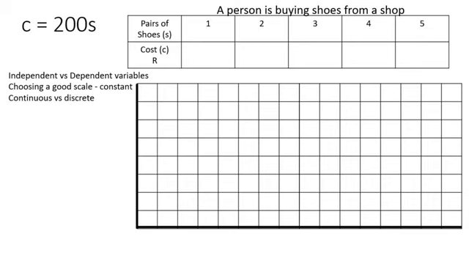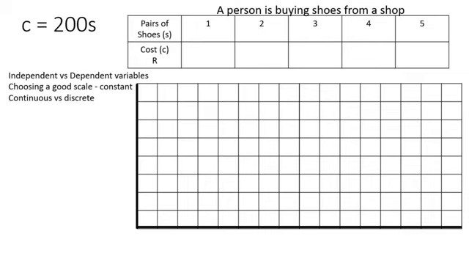So here we have a similar scenario. So now they say a person is buying shoes from a shop. Now, to fill in the table, you need to understand, so this row is the number of shoes. So maybe they bought one pair of shoes, 2 pairs of shoes, 3 pairs of shoes. And to work out the cost, which is measured in rand, you're going to use this formula. Okay? So to start, let's go fill in the table first.